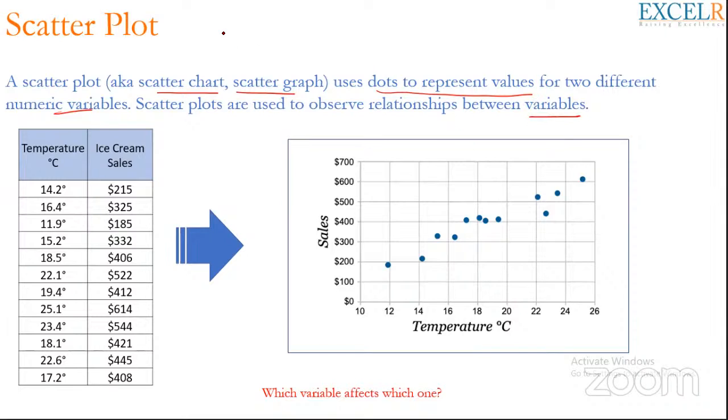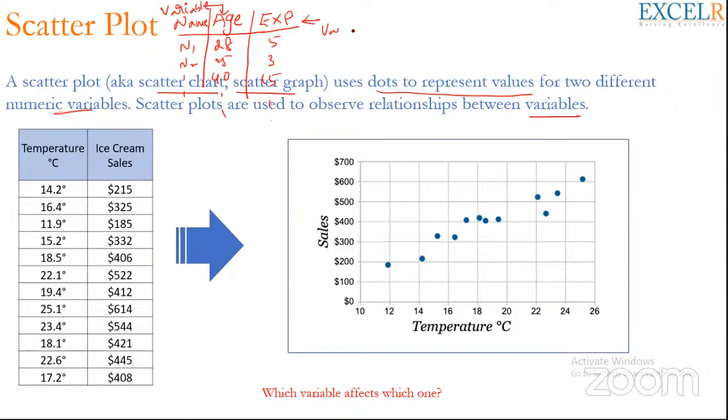I have collected some data. Let us say, for example, the age of the employees. This is the employee name: name 1, name 2, like this. The age we have collected is 28, 25, 40, like this. Then I have also collected one more piece of information, that is experience. Let us say this is 5 years, this is 3 years, this is 15 years, like that. What is this column called? This is called a variable, and this column is also called a variable. That means we have two variables here: variable 1 and variable 2.